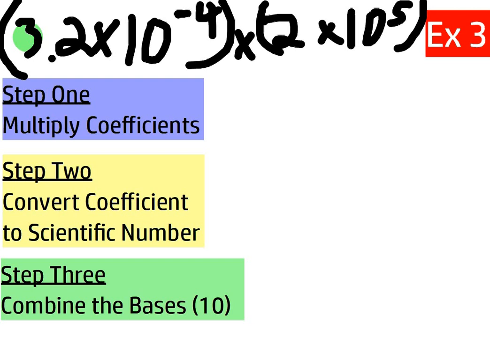Okay, I decided to save the easiest for last, or at least for example 3, in case we want to do more examples. But here we have 3.2 times 10 to the negative 4 times 2 times 10 to the 5th. So, why is this one easy? Well, let's go ahead and do step 1 like we did before, multiplying the coefficients, so 3.2 times 2. Don't need a calculator for that, that's just going to be 6.4.